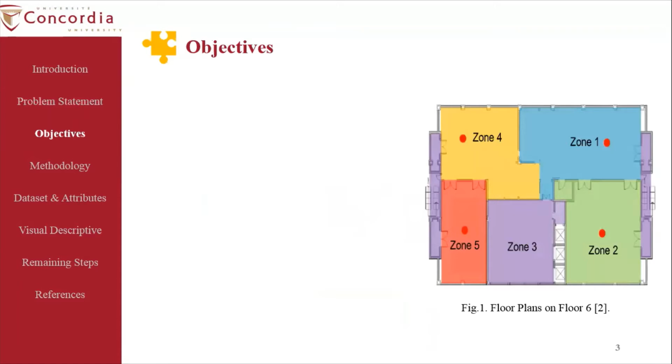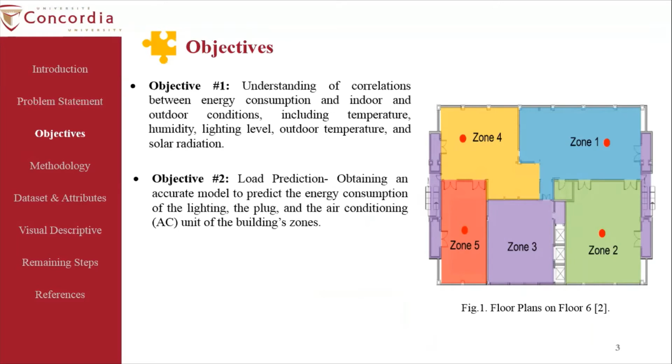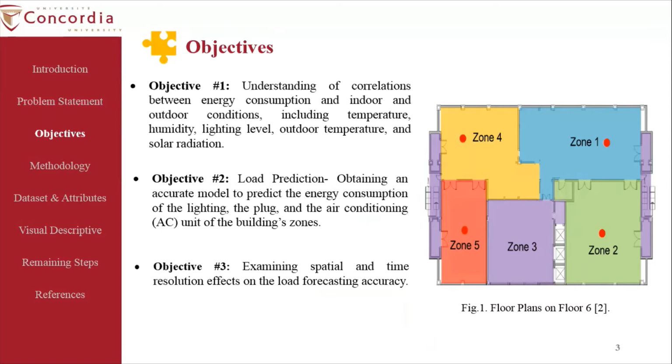There are three main objectives in this project. The first one, understanding of correlation between energy consumption and indoor and outdoor conditions. And the second one is load prediction, obtaining an accurate model to predict the energy consumption of the lighting, the plug, and the air conditioning unit of the building zone. And finally, examining spatial and time resolution effect on the load forecasting accuracy.